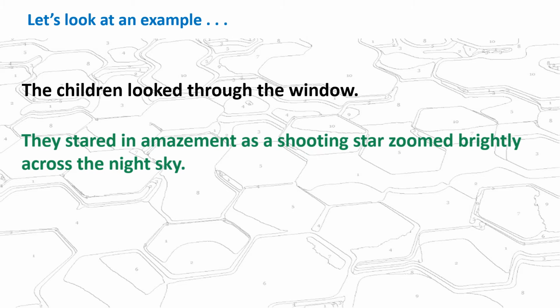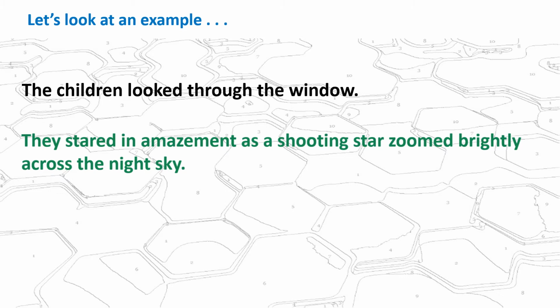personification because personification is when we take something which is not human and we make it seem like it's human. Well, the children are human already, so we can't use personification to describe humans. But we could use personification for the shooting star. Well, if we cannot use personification for the children, let's use a simile.